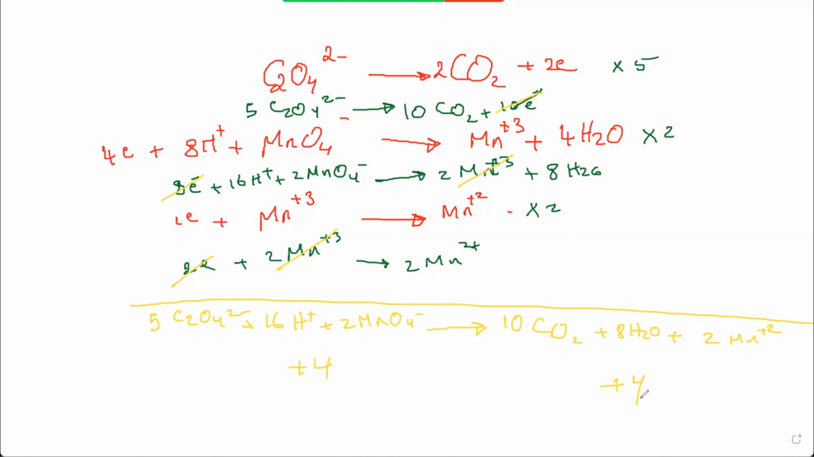So what's happening in these equations? As we can see, the Mn plus 3, to start with, was produced, and then it was reduced by means of the oxalic acid or the oxalate. It was reduced to Mn plus 2.